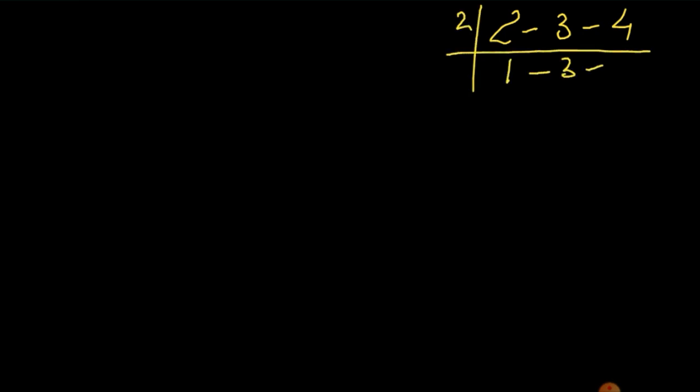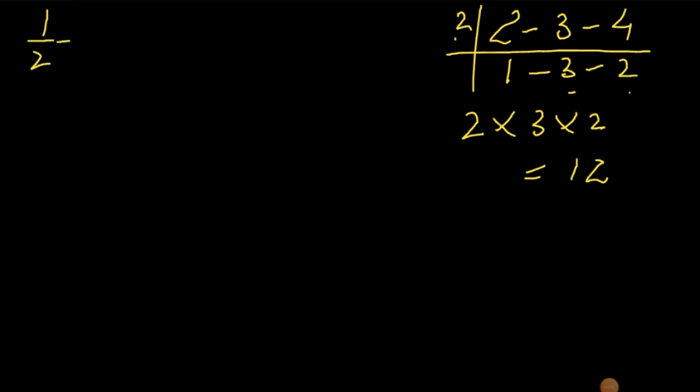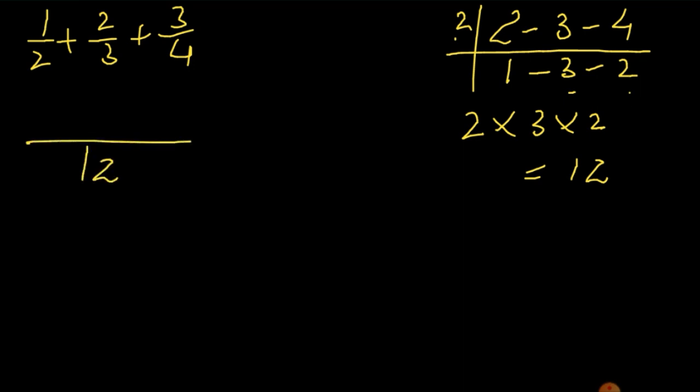Now let's take the LCM of 2, 3 and 4. Divide by 2: 2 ones are 2, 3 is not divisible by 2, 2 twos are 4. Now we are left with these prime numbers, you can say prime factors also. So multiply these numbers, you will get the LCM. 2 threes are 6, 6 twos are 12. So our fraction was 1 by 2 plus 2 by 3 plus 3 by 4. Now the LCM is 12.